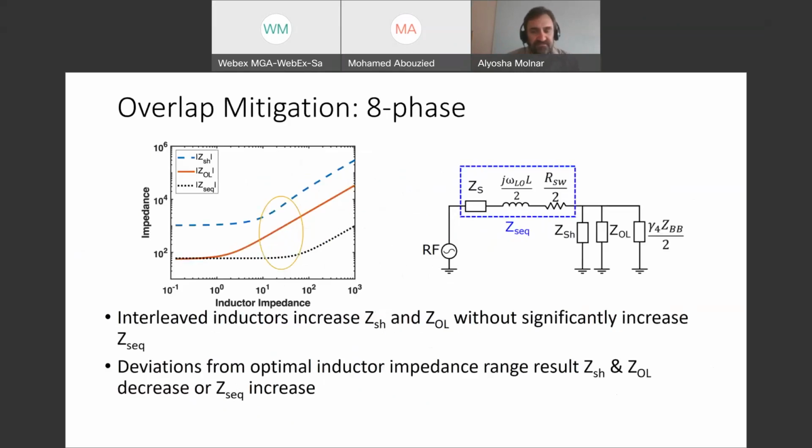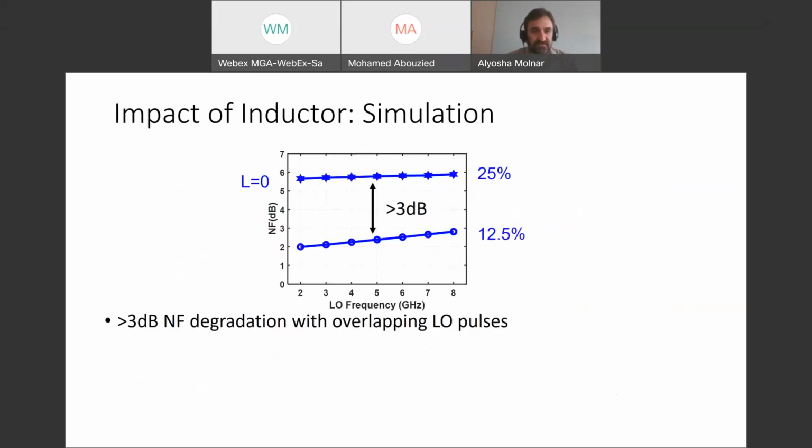So we can just check how this really works in simulation. Here, first we look at the 25% duty cycle case and see what noise figure we predict across a frequency range. And we see it's less than 3 dB. If we go to 25% duty cycle, we immediately get that overlap and we take at least a 3 dB hit in our noise figure just coming out of the blocks.